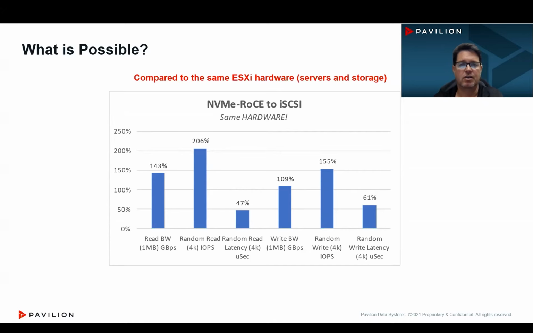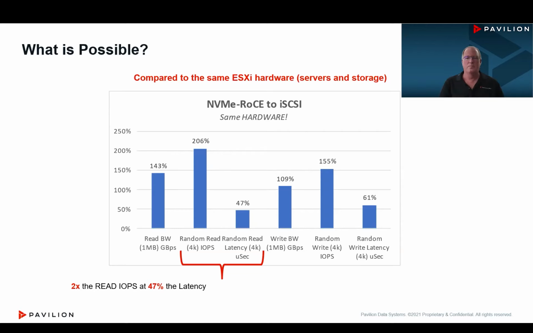And what they found is, on vSphere 7 running the exact same hardware, by comparing iSCSI to RoCE, they got more than twice the read IOPS and less than half the latency. So what we talked about is IOPS, latency, and write performance. So just by moving from iSCSI to RoCE, you more than doubled your read IOPS, with less than half the latency.